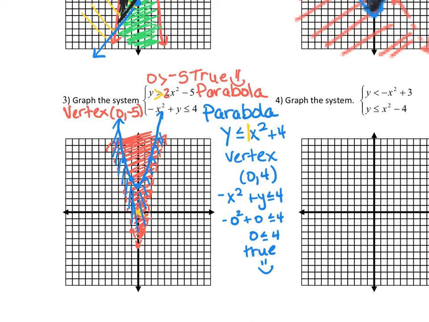So again, I'm going to highlight in black. My final answer is everything above the red parabola, but I need to stop at the blue parabola. So what does that solution region look like? What I'm highlighting right here in the black. And it actually goes up infinitely as well, so it'll continue to go up.